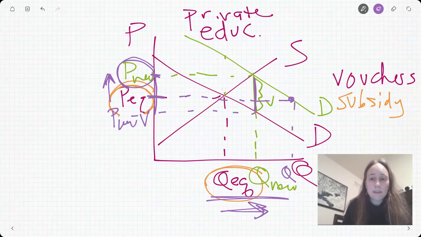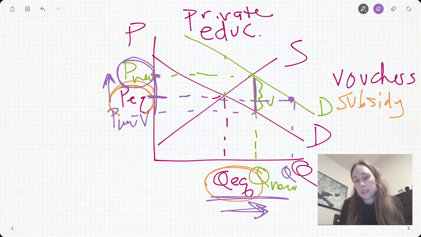Okay. So we have here a difference between the tuition price, the sticker price, the price the suppliers get to keep, and the price that the consumers actually end up having to pay.